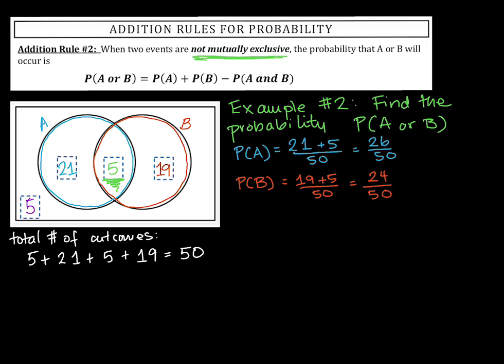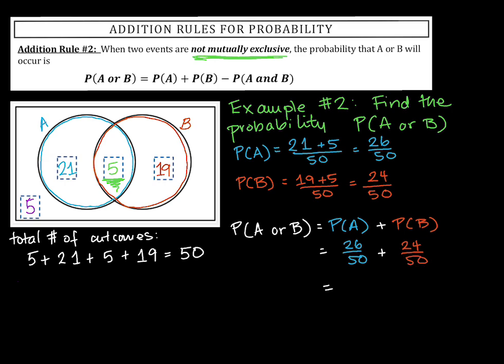If we try to use the last formula, the probability of A or B, and we just say the probability of A, which is 26 out of 50, plus the probability of B, which is 24 out of 50, then when we add those up, we get 26 plus 24 out of 50 equals 50 out of 50 equals 1 equals 100%, right?